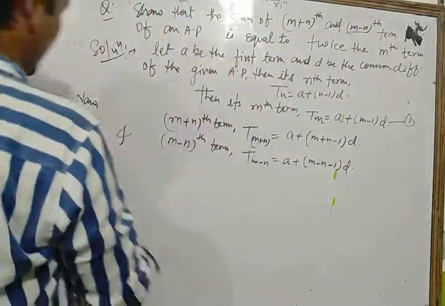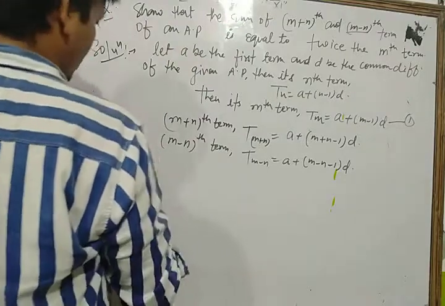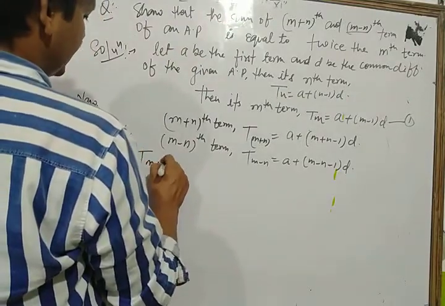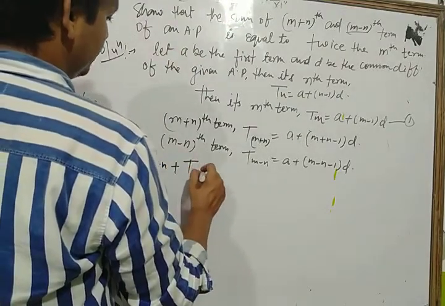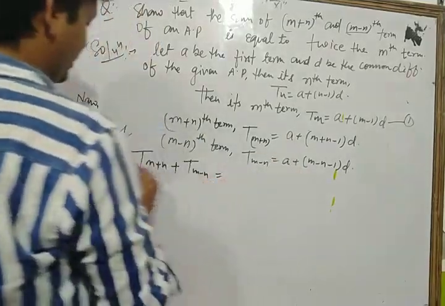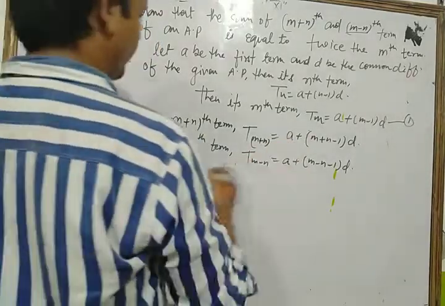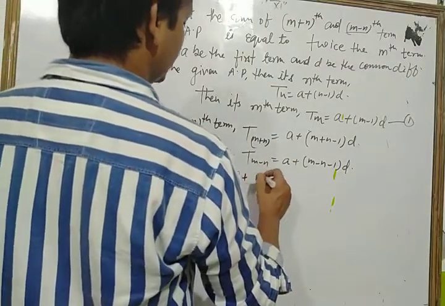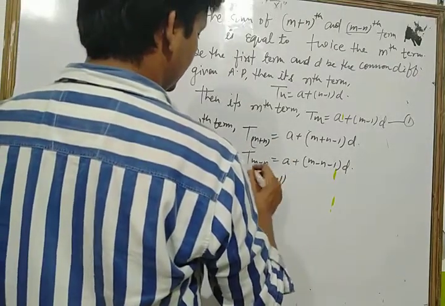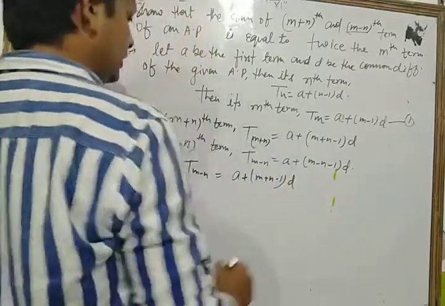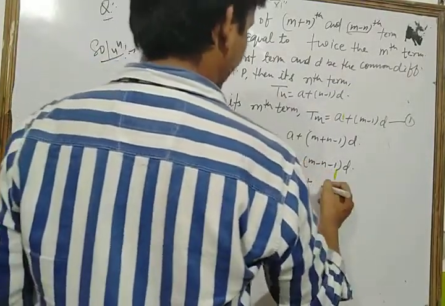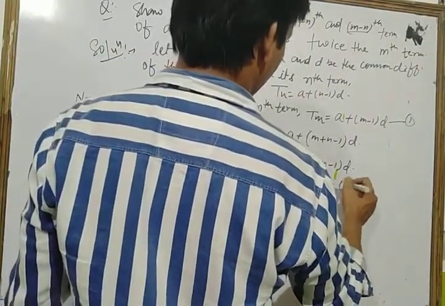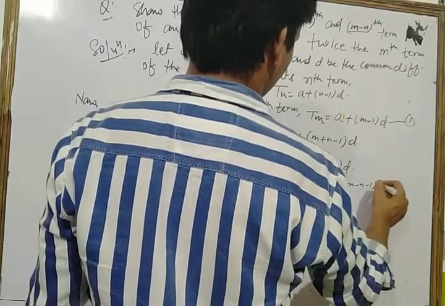So now, t m plus n plus t m minus n, what do we have? Let's see what we have. The value of the m plus n term is a plus m plus n minus 1 into d, plus a plus m minus n minus 1 into d.